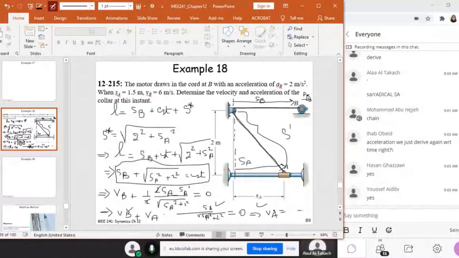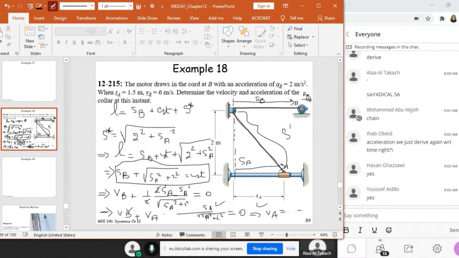Okay. Now, what about the acceleration, Ihab? Yes, what you have to do is to also do the derivative with respect to time for this equation in order to find the acceleration. Guys, pay attention, because you can face this question.